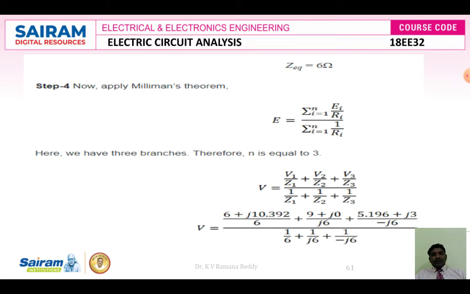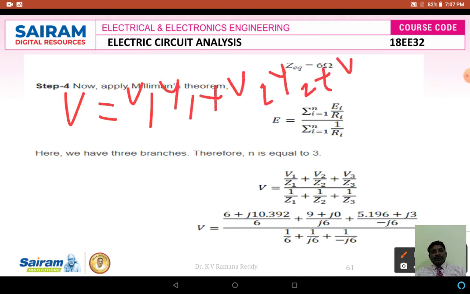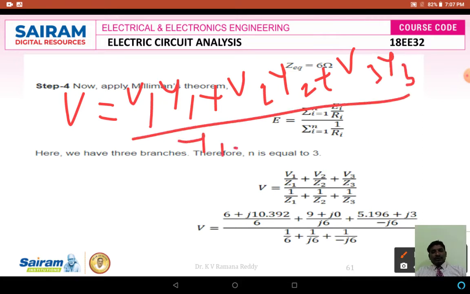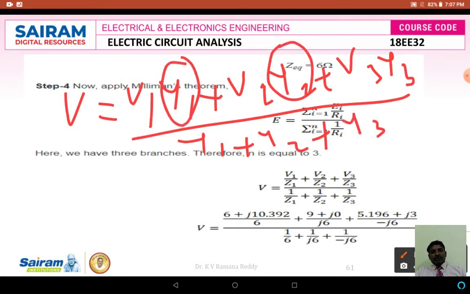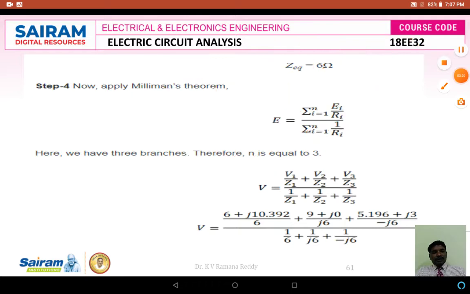To find the overall voltage V, as we know, the formula is V equals V1 into Y1 plus V2 into Y2 plus V3 into Y3, divided by Y1 plus Y2 plus Y3. Here Y means we can write 1 by Z1, 1 by Z2, 1 by Z3. Then the formula becomes like this.